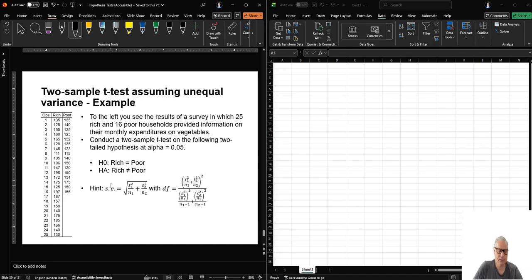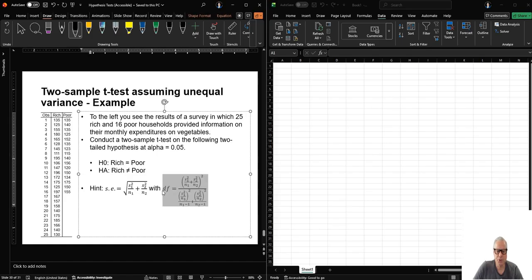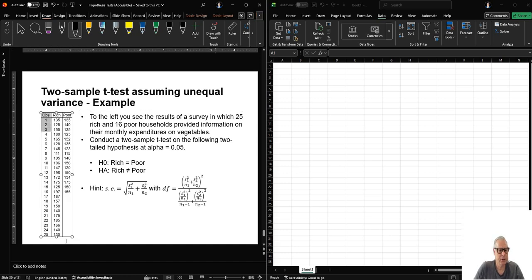that you have to use, and which Excel uses, looks like this, and specifically the degrees of freedom formula looks a little bit complicated. But we will derive it now step by step. So the first thing we do is we copy our data into Excel.